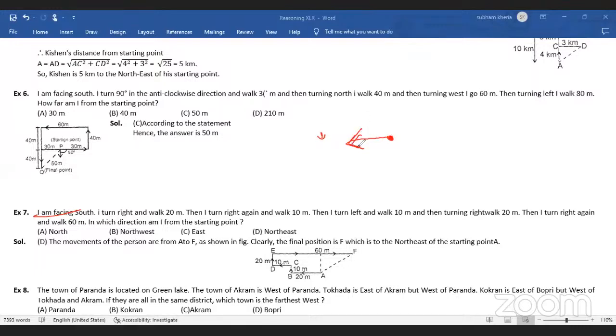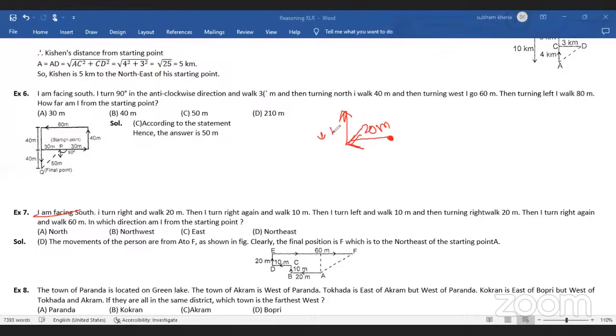Everyone understand this. This is very important, very crucial. Right and left combination is very crucial here. If you're not understanding, think you are there. Okay? Walked 20 meters. Then I turn right again. Now right from west, where is right? North.